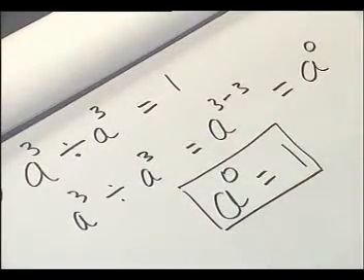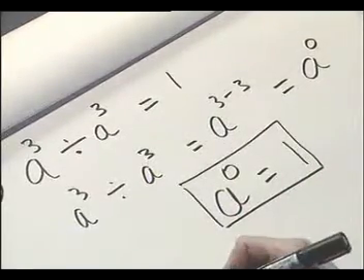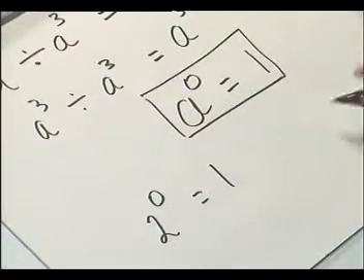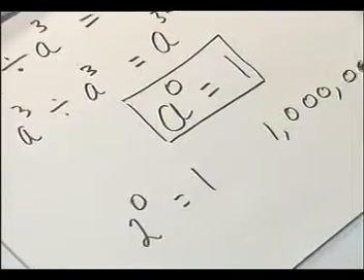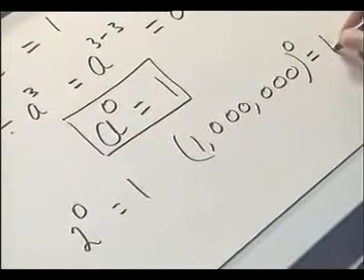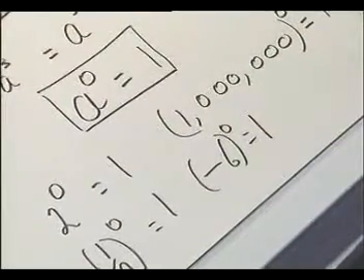Our fourth result, if you like. What does this mean? In effect, it means that any number raised to the power 0 is 1. So if we take 2 and we raise it to the power 0, the answer is 1. If we take a million and raise it to the power 0, the answer is 1. If we take something like a half and raise it to the power 0, the answer is again 1. If we take minus 6 and raise it to the power 0, the answer's 1.